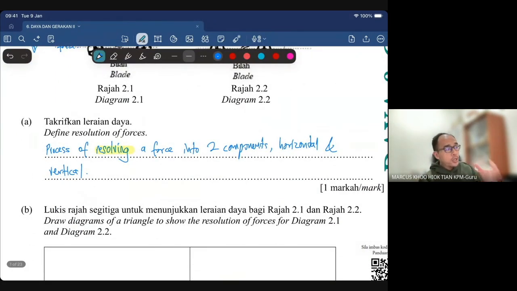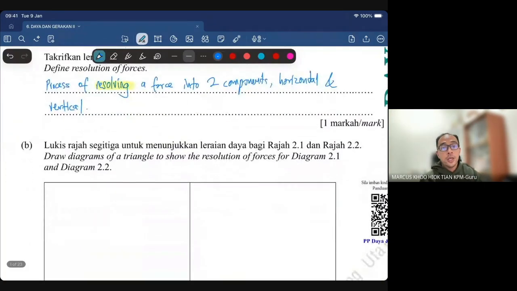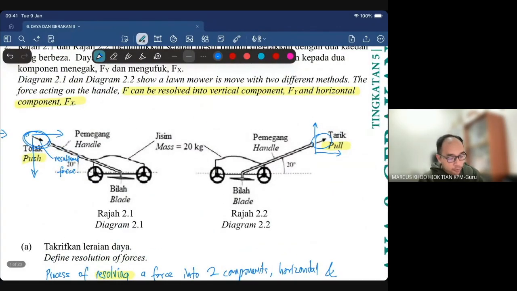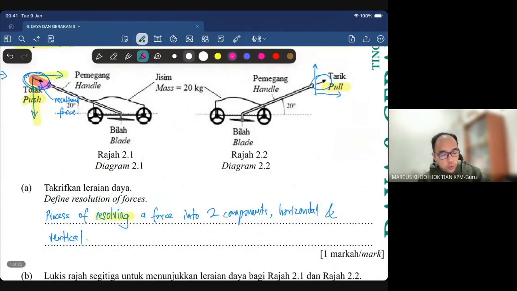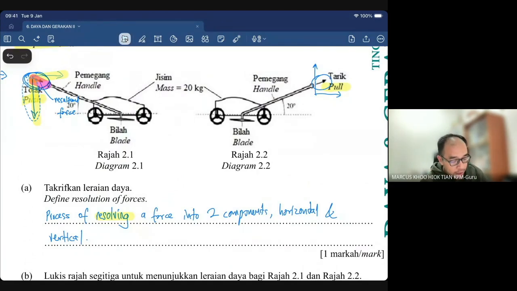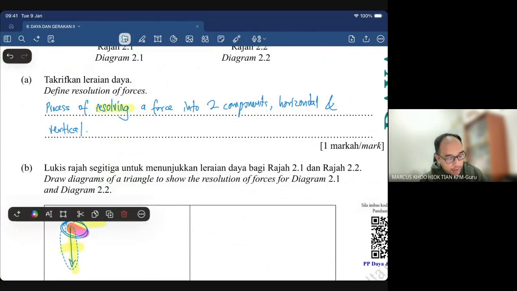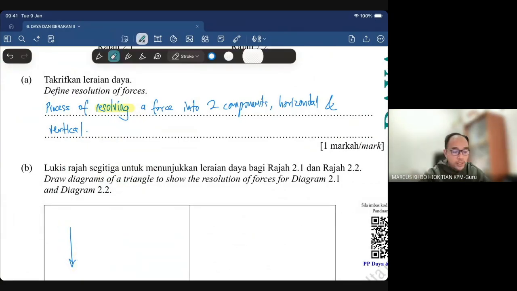So of course, our main job is to make sure that we know how to draw the resolution of forces. Okay, so draw diagrams of triangle to show the resolution of forces in this one. Now, we have to take these 3 forces, the 2 yellow and the 1 pink color, and make it into a triangle. Okay, if you take a look at this one, actually you can bring it down. It will become something like this. Let me rub it off. So the downward force is this way.